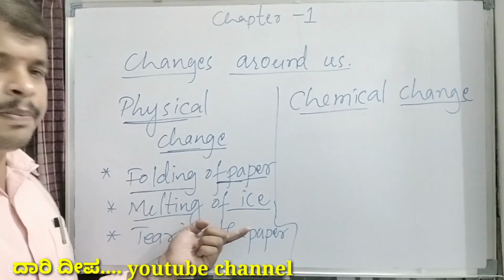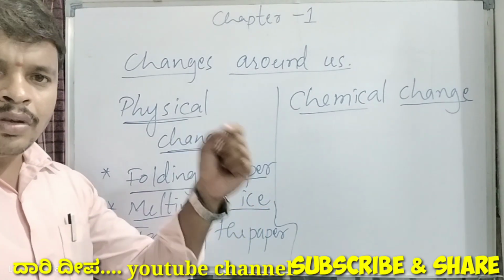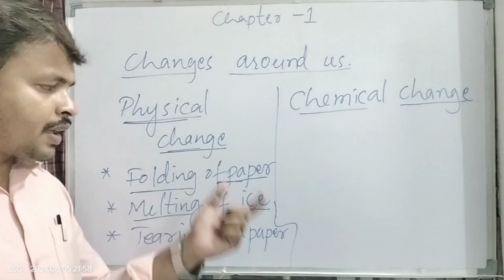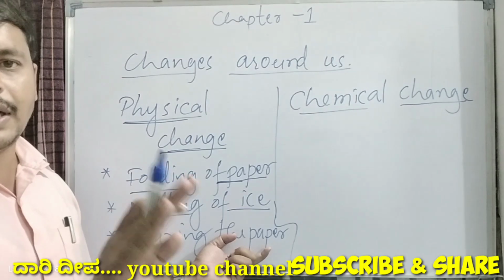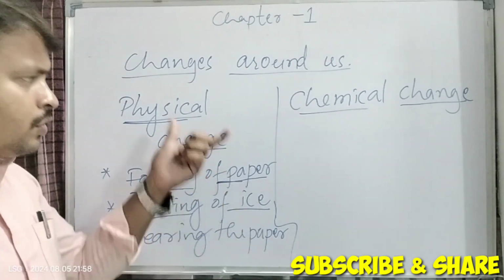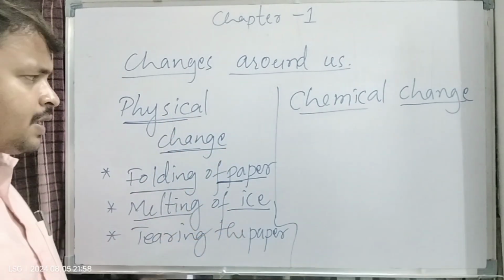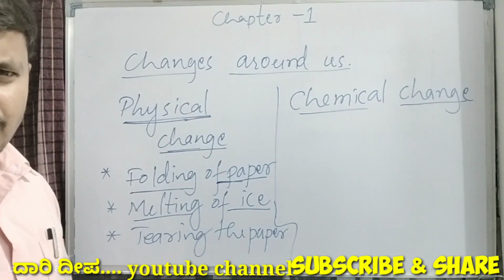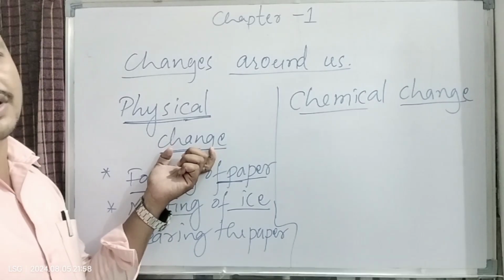Then tearing the paper. One paper is given to you to tear. You can tear it into many pieces. But we are getting pieces of paper, not any other new substance. So these are called physical change. Physical change means it is a change in which no new substance is formed. This is called physical change.